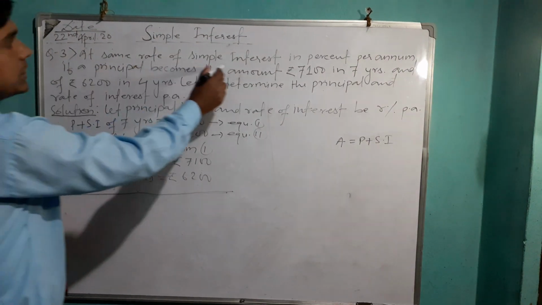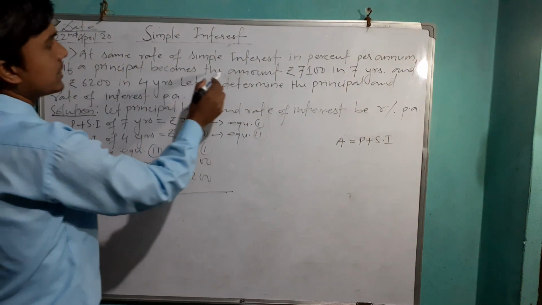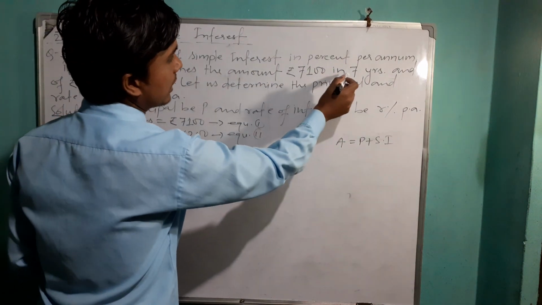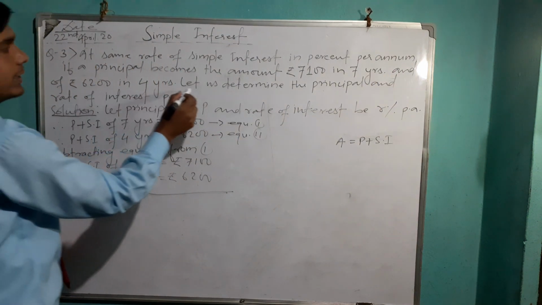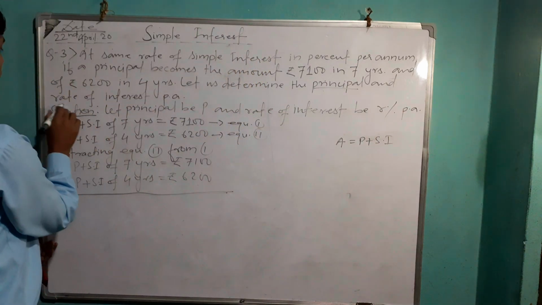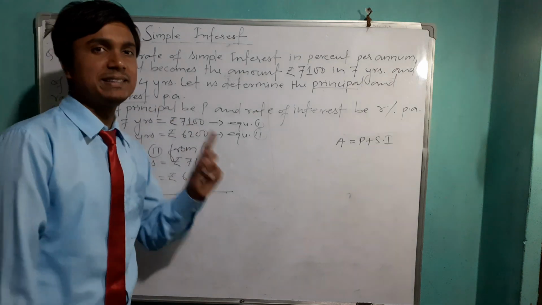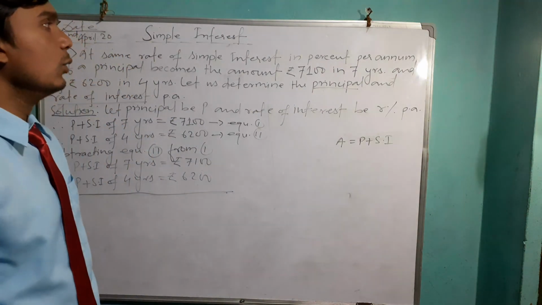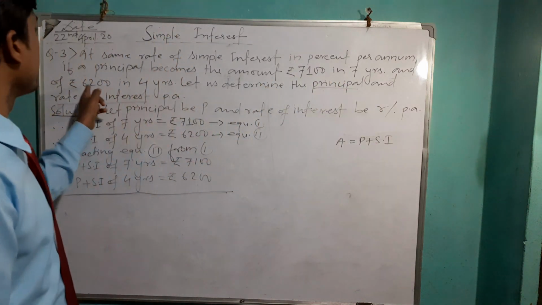At the same rate of simple interest in percent per annum, if a principal becomes an amount of rupees 7,100 in 7 years and rupees 6,200 in 4 years, let us determine the principal and rate of interest. So here in this question we are asked to find the principal and rate of interest. We are given the amount in 7 years and again the amount in 4 years.